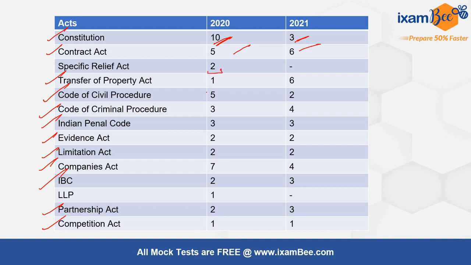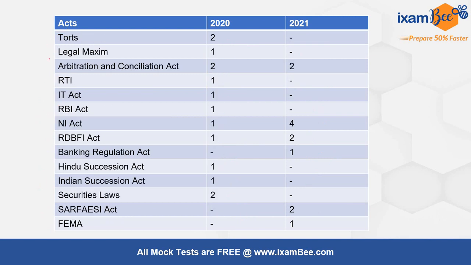There were 2 questions. From Transfer of Property Act, 1 in 2020, 6 in 2021. CPC 5 and 2, CrPC 3 and 4, IPC 3 and 3, Evidence 2 and 2, Limitation 2 and 2, Companies Act 7 and 4, IBC 2 and 3, LLP 1, Partnership Act 2 in 2020, 3 in 2021, Competition 1 each. Then further from torts and legal maxims there were questions in 2020. Arbitration and Conciliation Act was present in both the years. RTI Act, IT Act, RBI Act, these were present only in the 2020 exam.